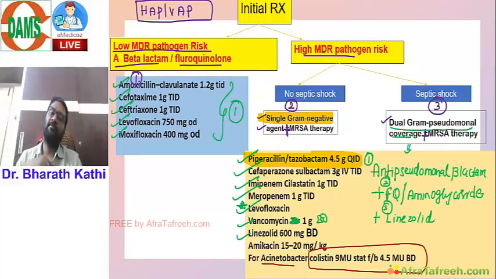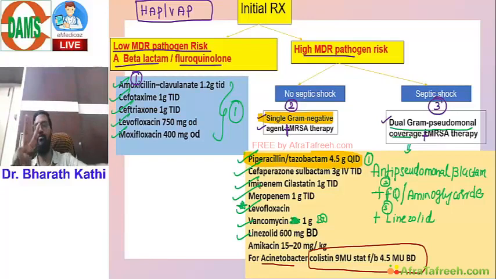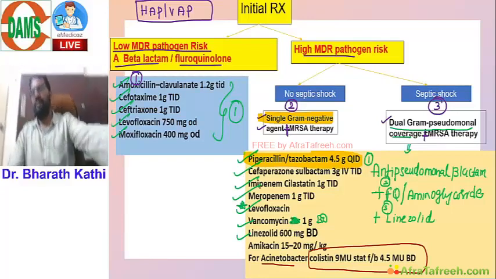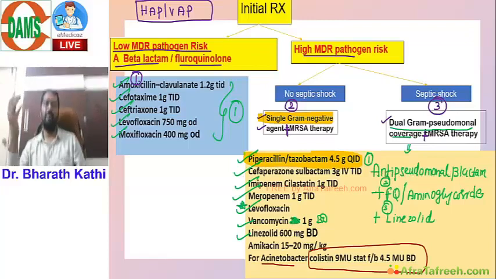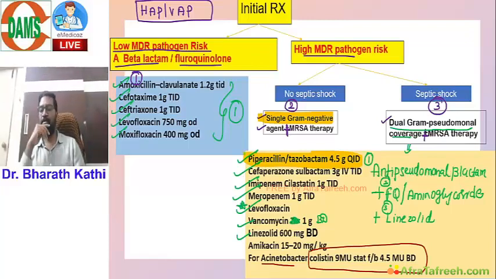But in India we practice 8 million units stat, because we get 2 million units vials and it is very difficult to split them because it is very costly. So we give 4 vials initially, 8 million units stat followed by 2 million units TID. Approximately it will be equal to that dose. So this is regarding the treatment of hospital acquired and ventilator associated pneumonia.